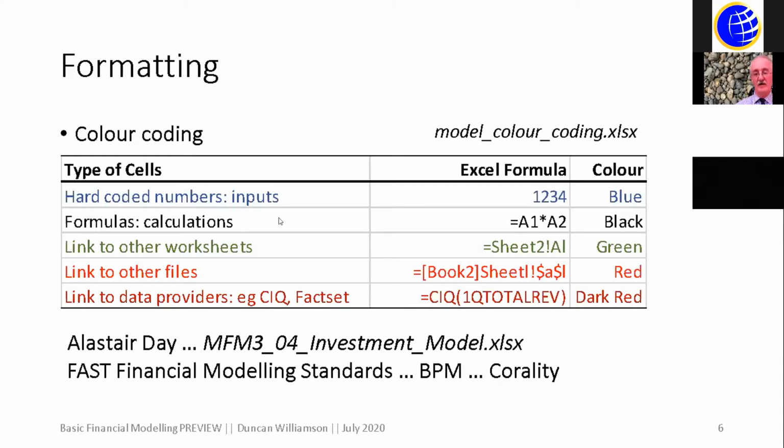On the other hand, if you've got a formula, such as this trivial little thing here, or a much longer function in a cell, it should be color-coded black, if you're following the system I'm highlighting here. If you've got a link from one worksheet to another one, that means you should have that as green. And then red if it's a link to another file, and dark red if it's a link to another data provider.